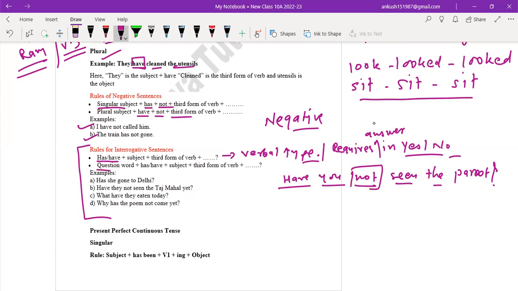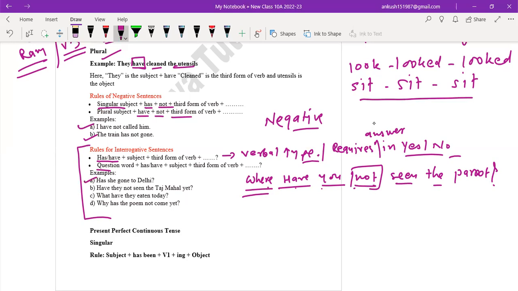If you have to make a WH type of question, it is simple: put the WH word before the helping verb. It has now become a WH question. Where have you not seen the parrot? Understood? In this way, we have to make the negative interrogative or simply interrogative sentence.